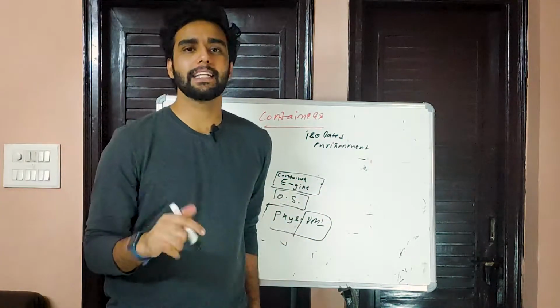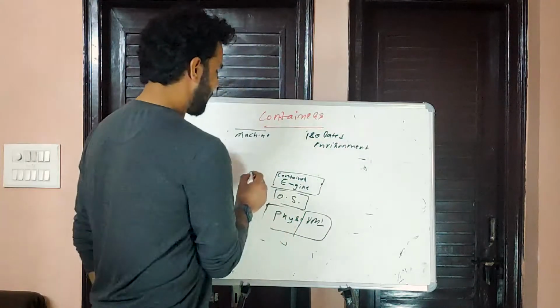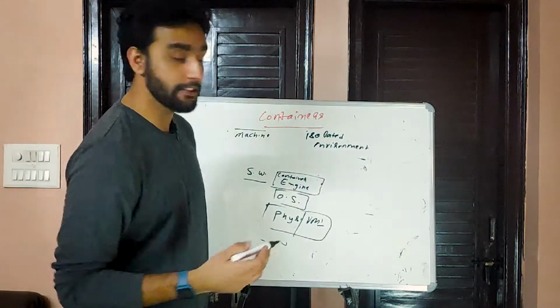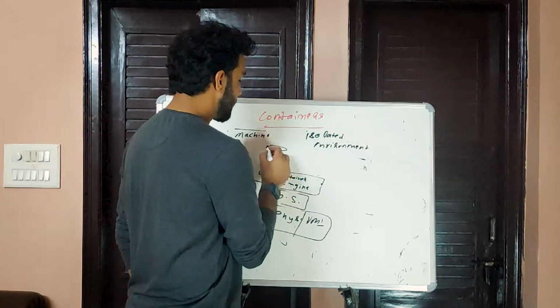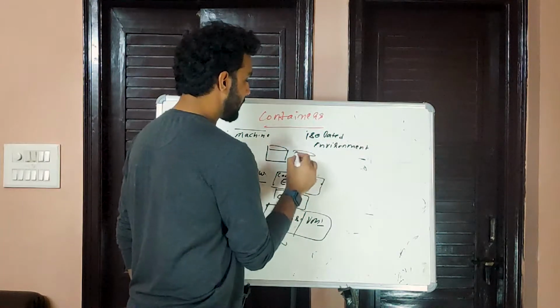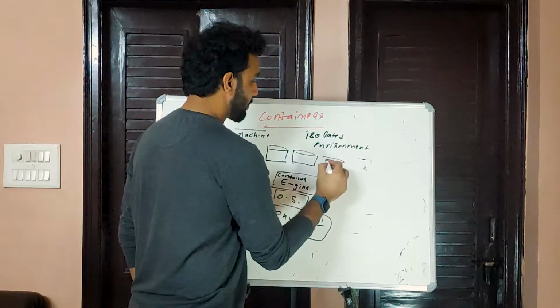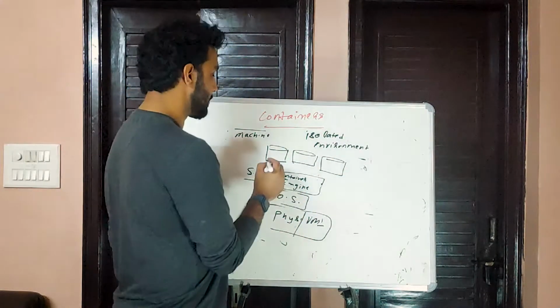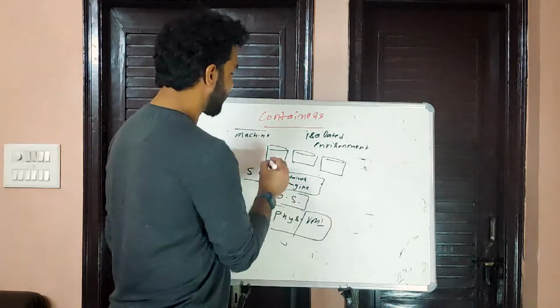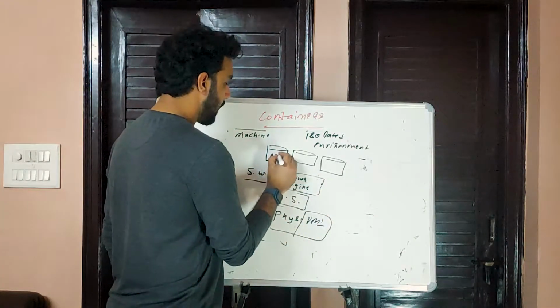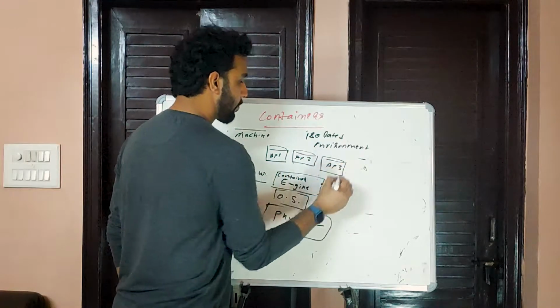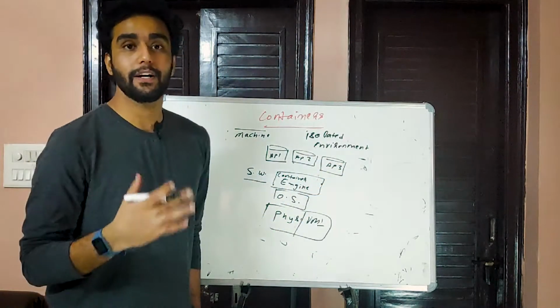What you would do is install a software on the operating system. It's called a container engine, and it will let us create these isolated environments. And what do we do with these isolated environments? We can put our application 1, application 2, application 3 right here on this particular container engine.